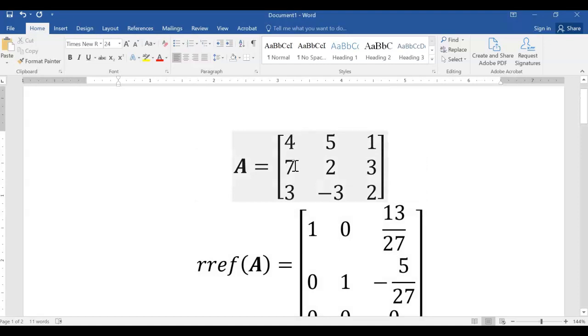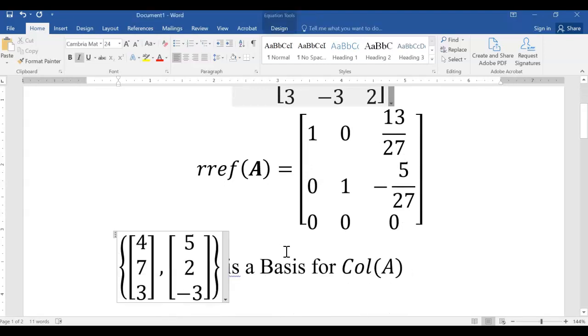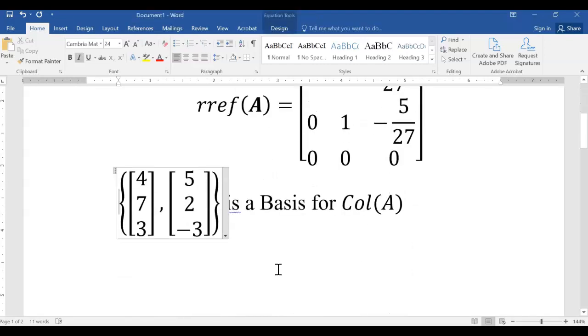Therefore, these two vectors, the first column of matrix A and the second column of matrix A as vectors, will form a basis for the column space of A. And that's what I wrote down here. The set containing those two vectors is a basis for the column space of A.